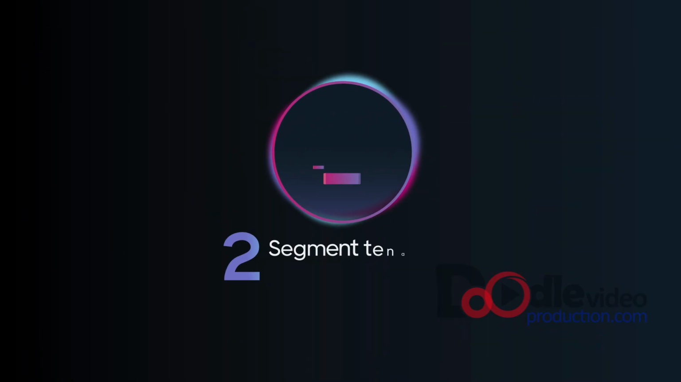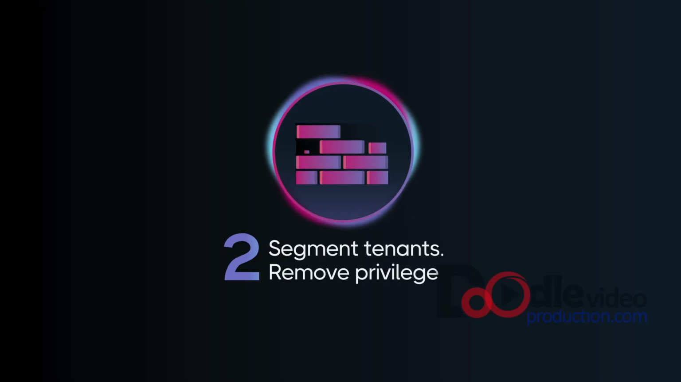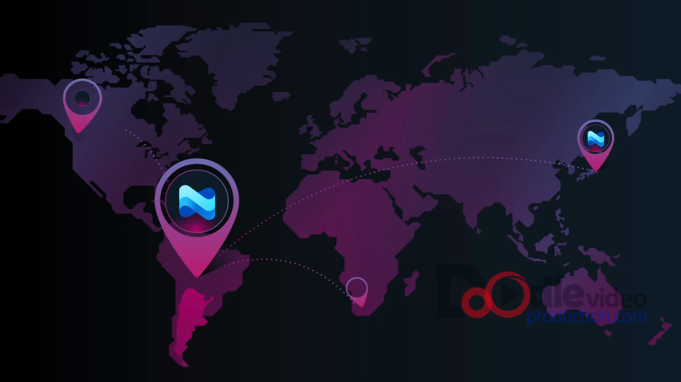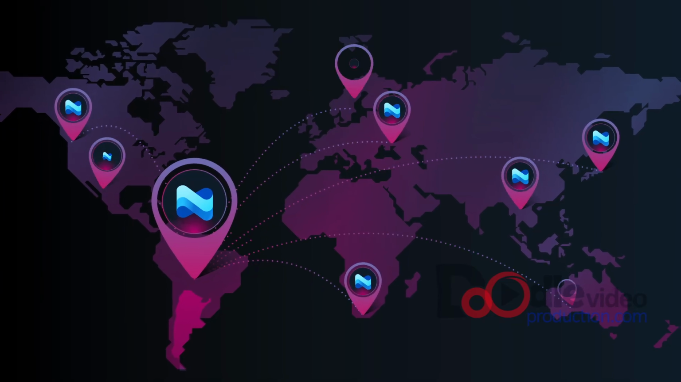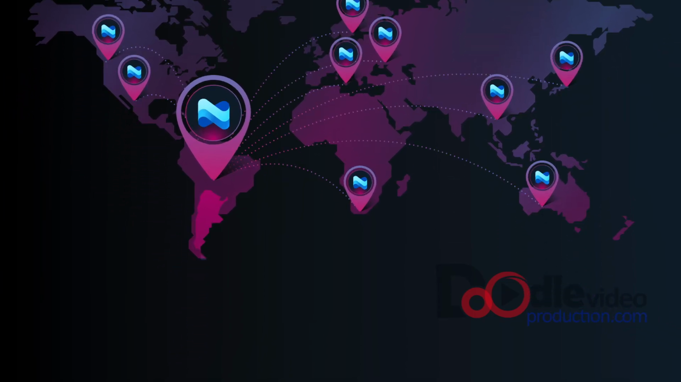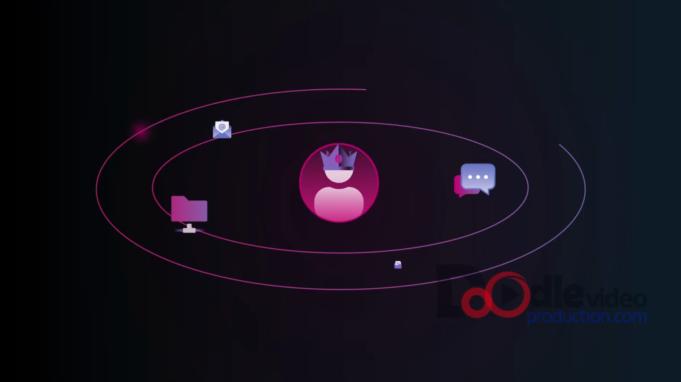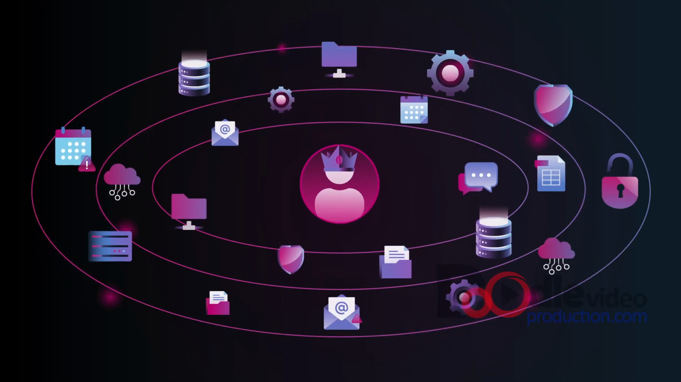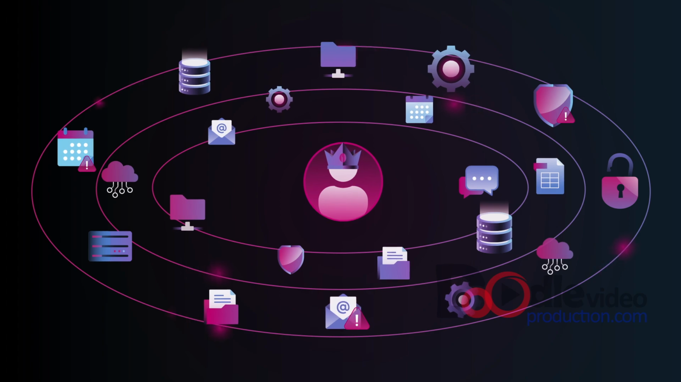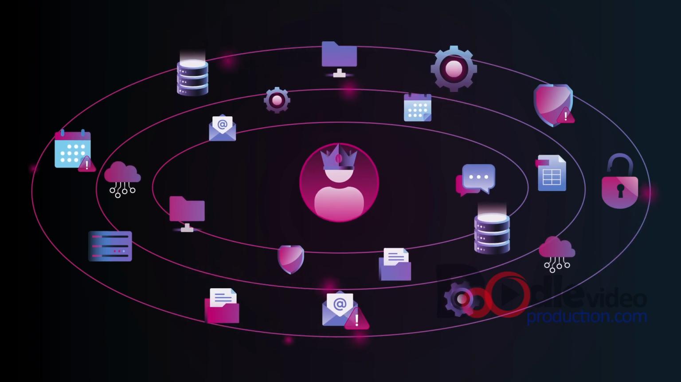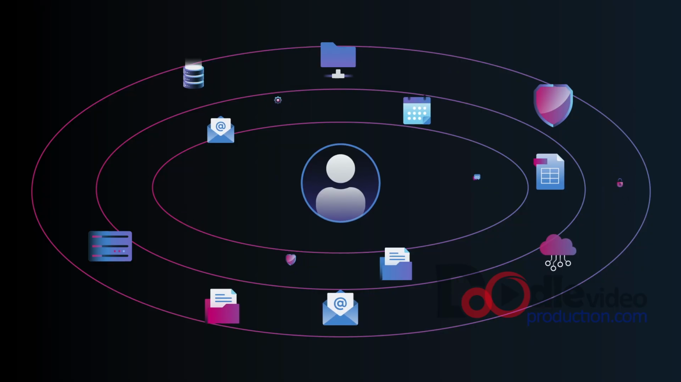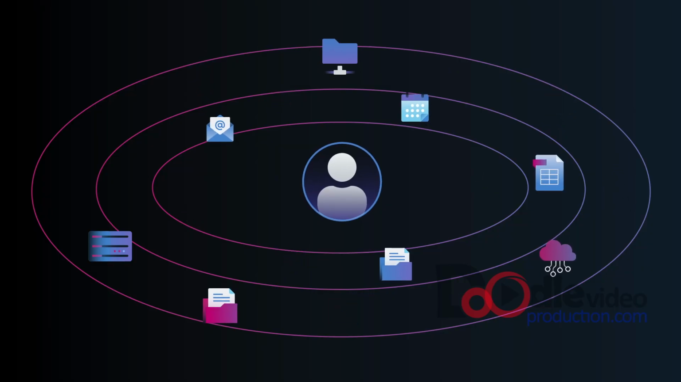Next, segment your tenants and remove privileges. If an attacker can compromise just one Microsoft 365 privileged account, it can lead to total tenant takeover. Microsoft 365 privileged accounts come with a huge blast radius, completely undermining the principle of least privilege and making day-to-day administration extremely dangerous. The solution? Don't just manage these privileges, remove them.